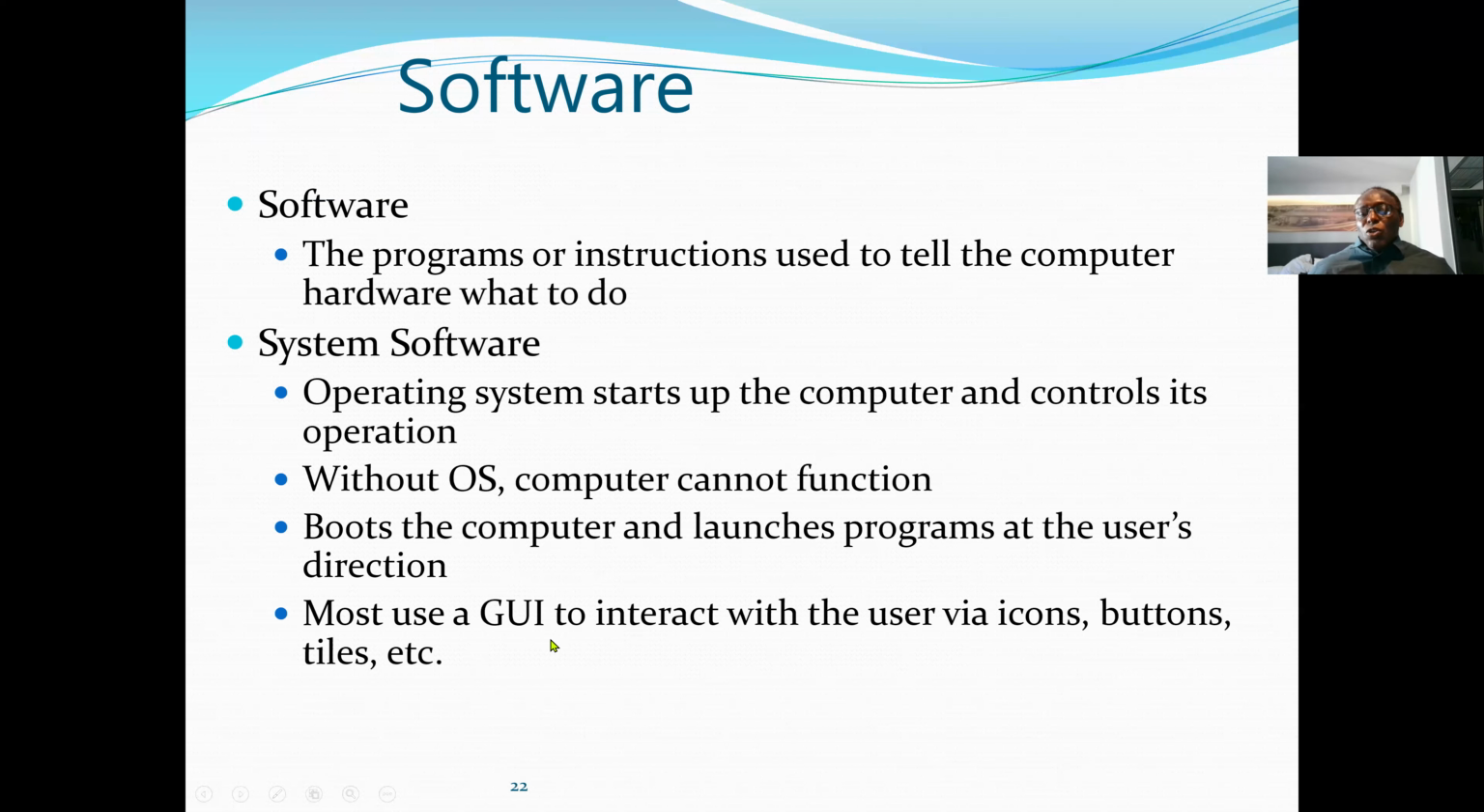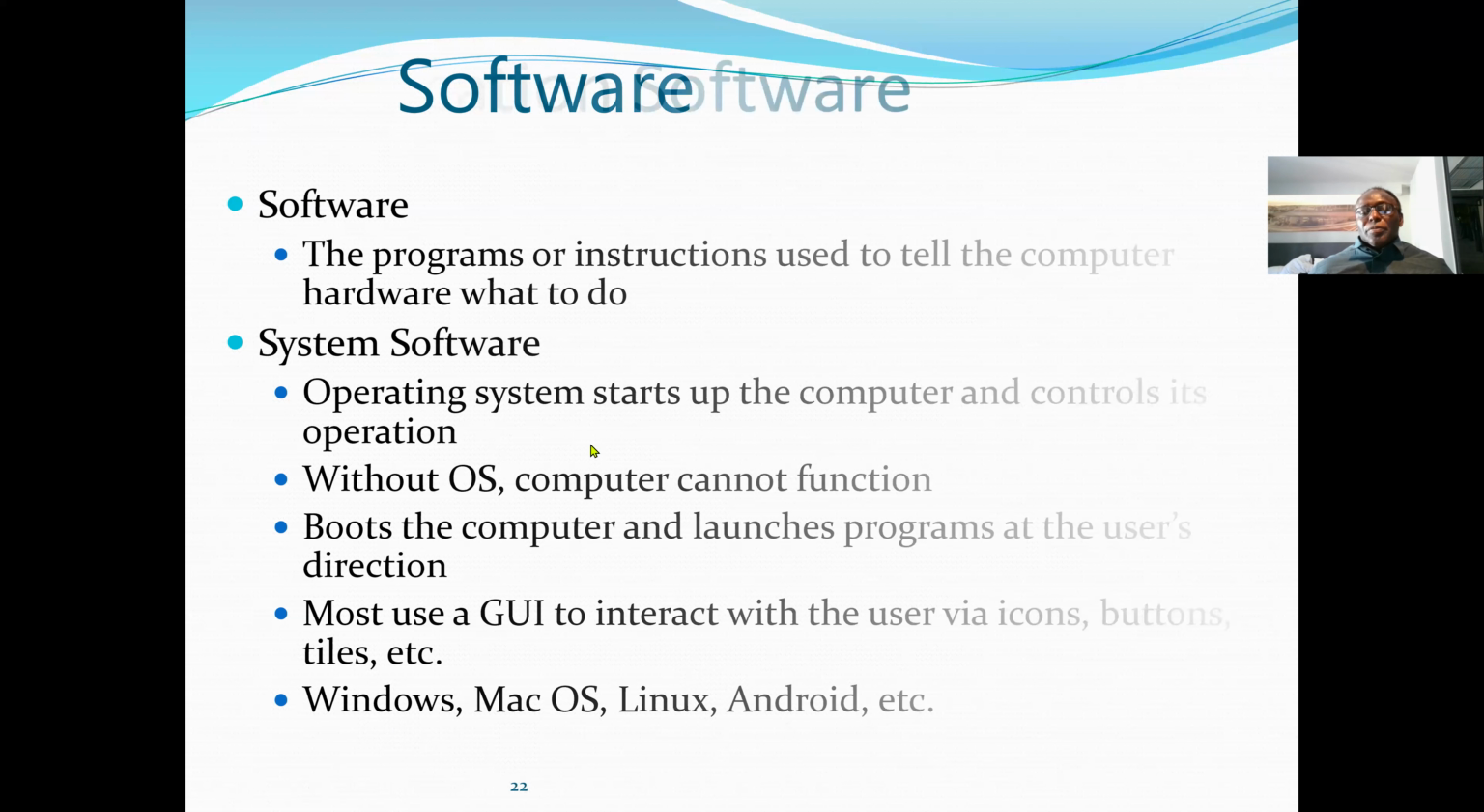Now, most use a GUI. GUI stands for graphical user interface, which is like Windows. On your desktop, you have all the symbols, the icons. That's why it's called a graphical user interface. And with the mouse, I can interact with the computer. Examples would be Windows, macOS, Linux, Android. These are all operating systems and also system software.